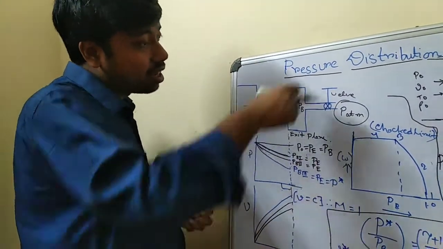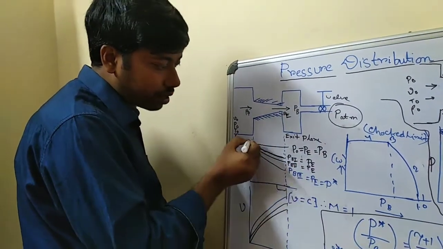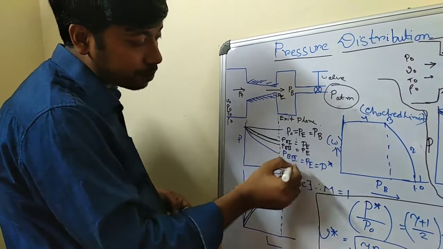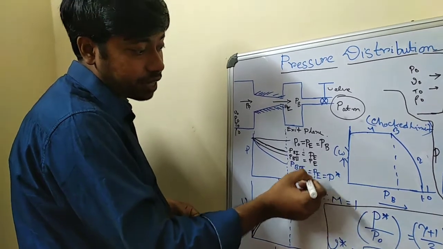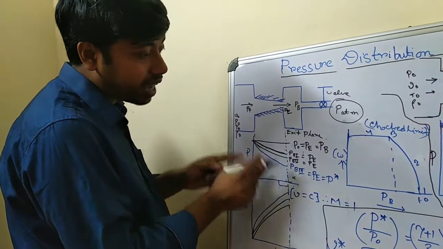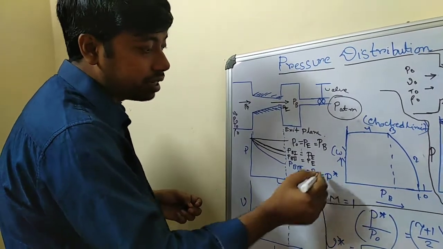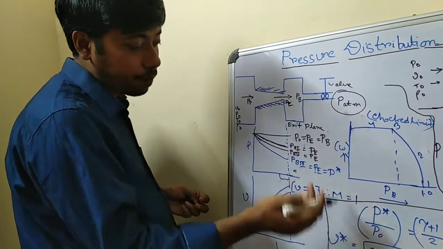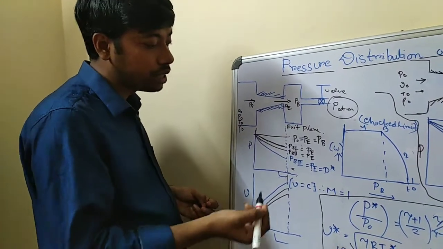But when you again slowly open the valve and reduce the back pressure along the length of the duct, when you reach PB3 and it meets the pressure at the exit plane, when the two values meet together, it will reach a particular value, P star. You know that at P star, the Mach number is equal to 1. That means the velocity of the fluid is equal to the velocity of sound.